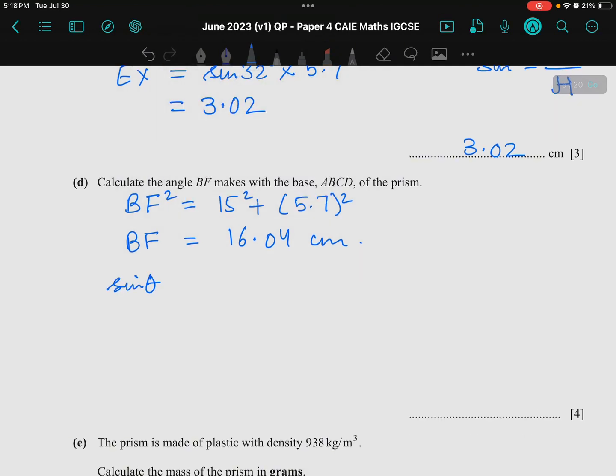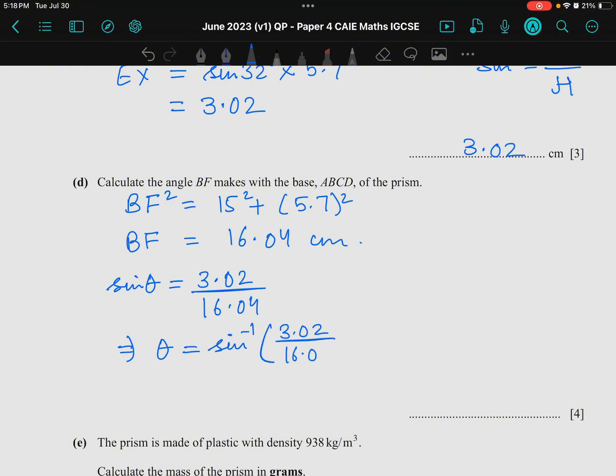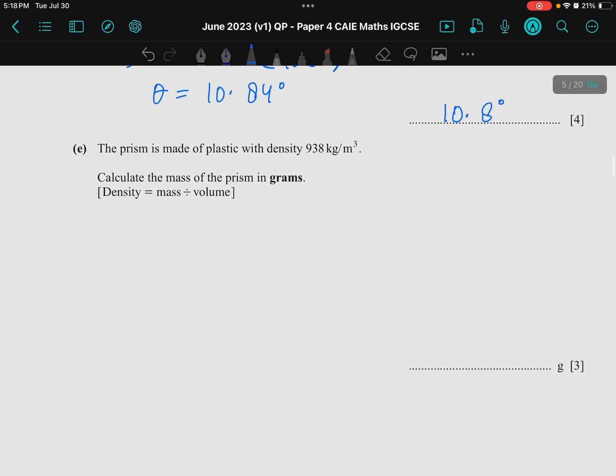So sine of theta is equals to what? Opposite upon hypotenuse. Opposite is 3.02 and hypotenuse is 6.04. When you put this in the calculator, you will get the value of theta is equals to what? Theta is equals to sine inverse 3.02 upon 6.04. Calculating this, you will get the value of theta as 10.84 degrees. That means 10.8 degrees.